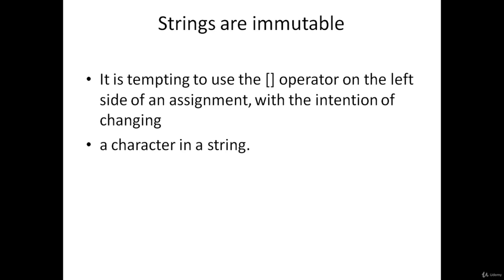Strings are immutable. It is tempting to use the operator on the left side of an assignment with the intention of changing a character in a string. For example, greeting = 'Hello, world!', greeting[0] = 'J' gives a TypeError: object does not support item assignment. Object in this case is the string and the item is the character you tried to assign.